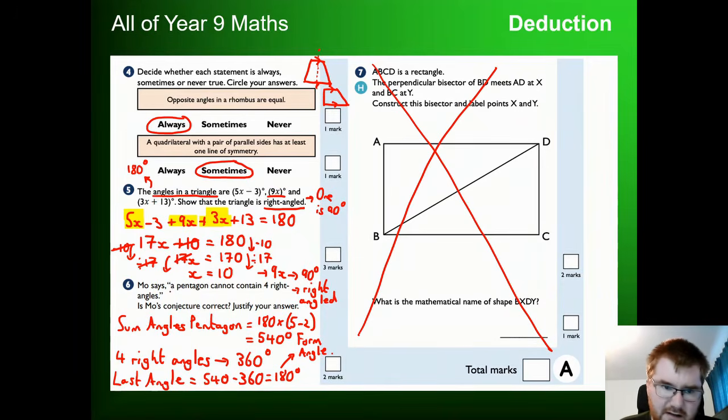We need to write this in big letters for the examiner. Mo is correct, because if you try and add in the 5th angle, that's 180 degrees, but that just gives you a straight line, so it won't create a vertex.